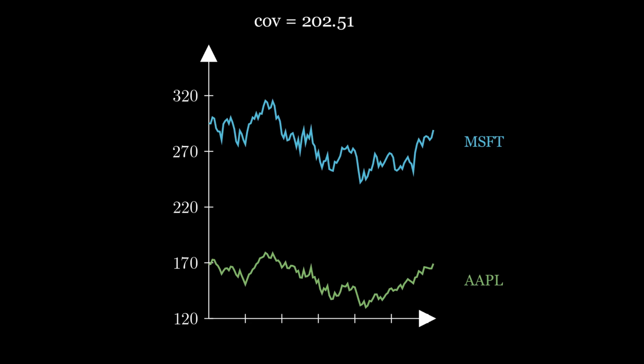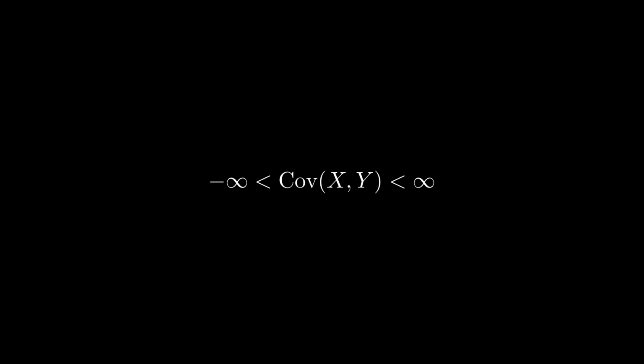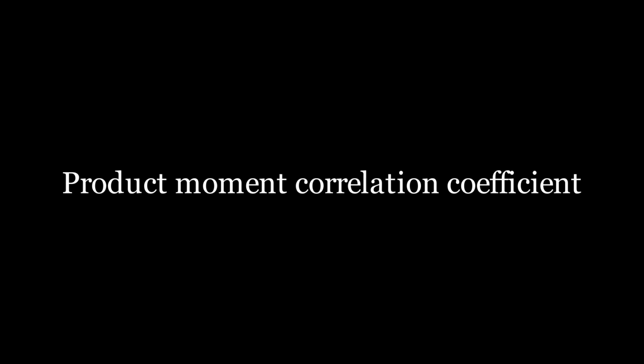Therefore, it makes it hard to attach meaning to the number that you get out of covariance. It is also not bounded from above or from below. It could take values from negative infinity to positive infinity. So instead of covariance, it is typical to use the product moment correlation coefficient to express linear statistical relationships between two variables.